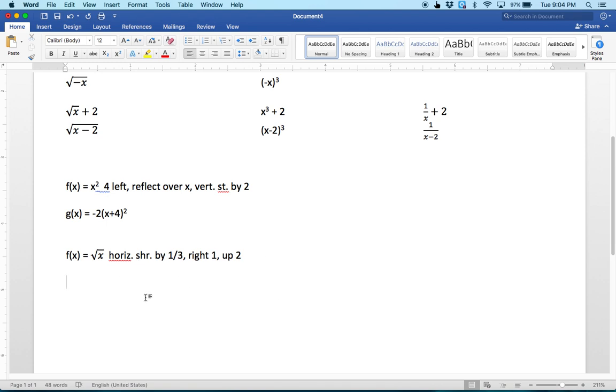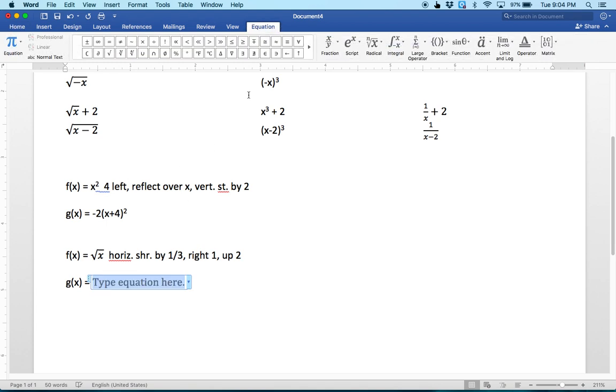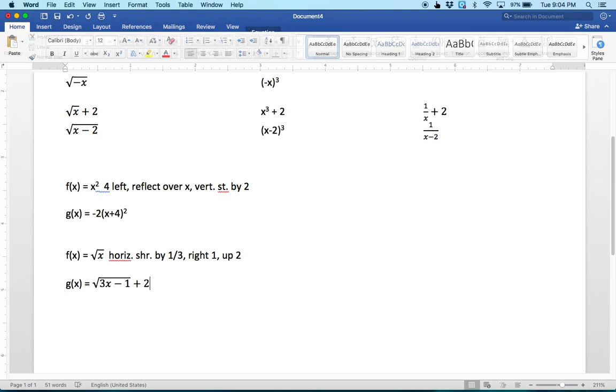And so, again, horizontal is your reciprocal, so our new function would be the square root of 3x, that's the reciprocal of 1/3. Right 1 would be minus 1, and then up 2 would be plus 2, and notice that comes after the radical.